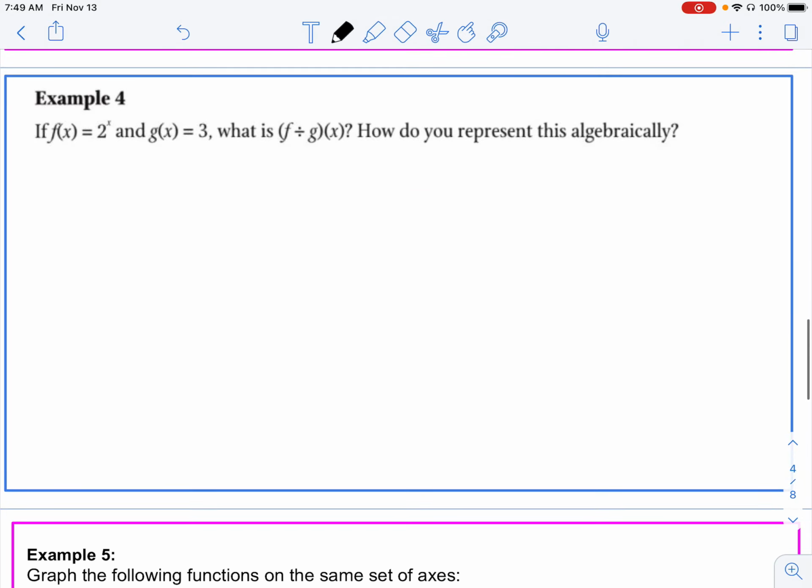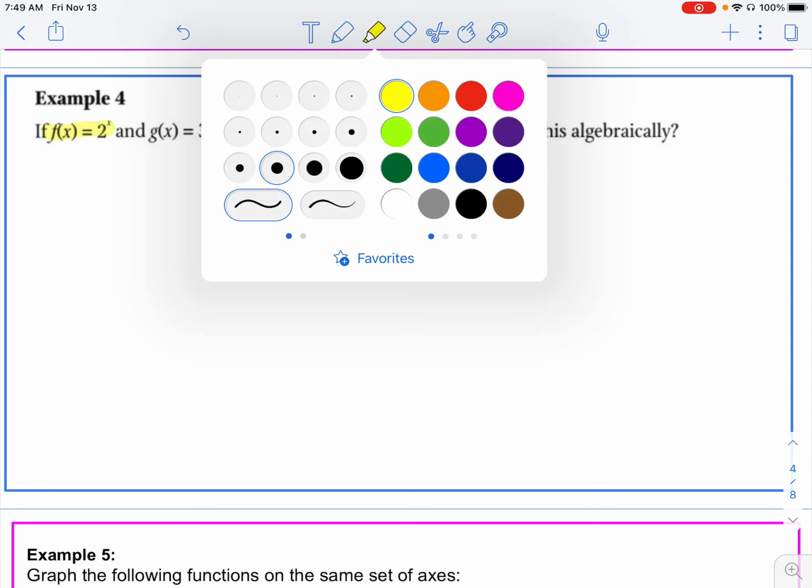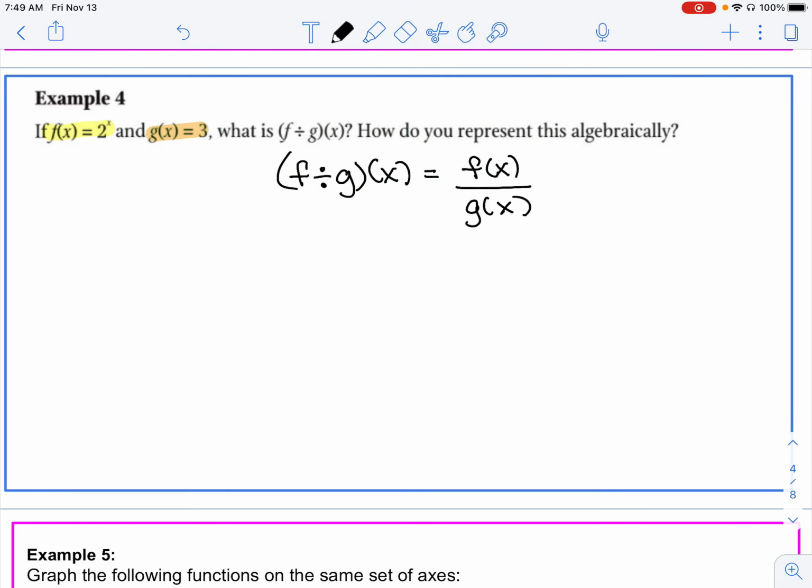If you look at example 4, it says if f of x is 2 to the x power and g of x is 3, what would f divided by g of x be, and how would you represent this algebraically? So if I had f divided by g of x, that means we're going to take f of x and we're going to divide it by g of x. So f of x was 2 to the x power and g of x was 3. So I would just say this is 2 to the x power over 3. So that would be my final answer for f divided by g of x.